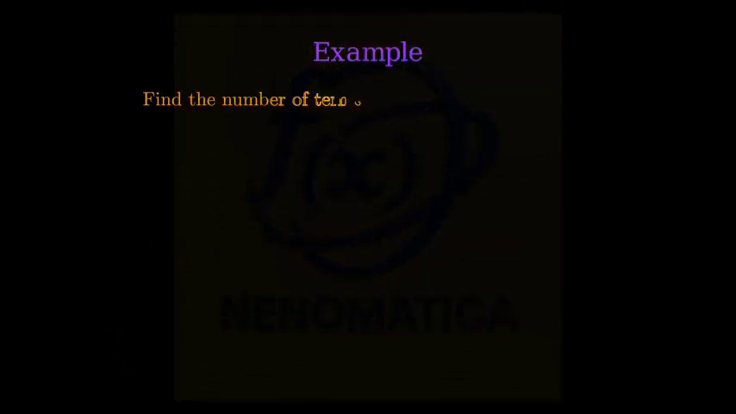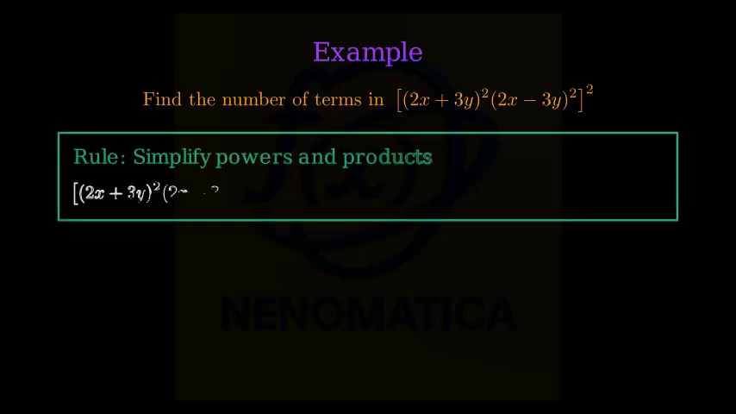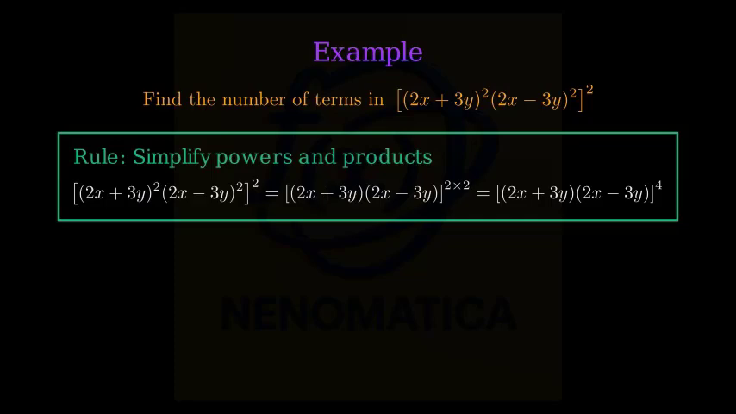Example. Find the number of terms in the expansion of [(2x + 3y)^2 times (2x - 3y)^2]^2. First, simplify powers before expanding. We can bring the outer power inside as a power of a product. The expression becomes [(2x + 3y) times (2x - 3y)]^4.